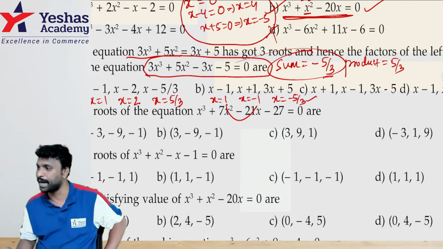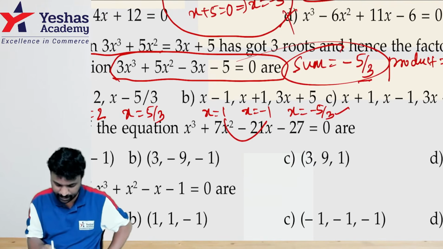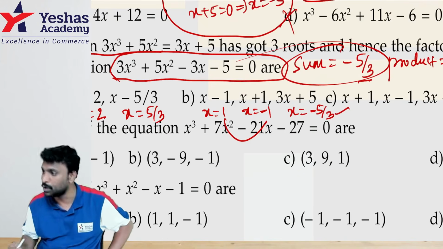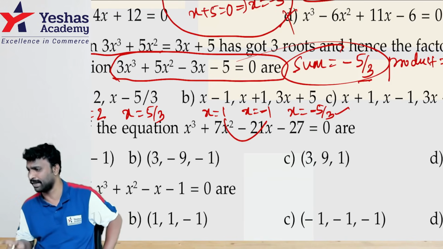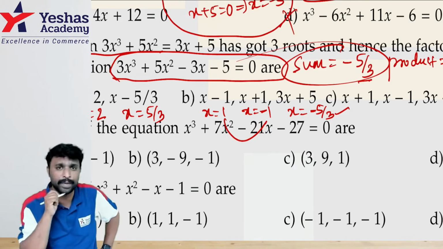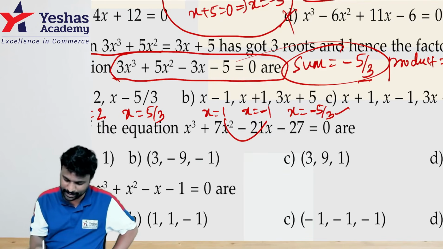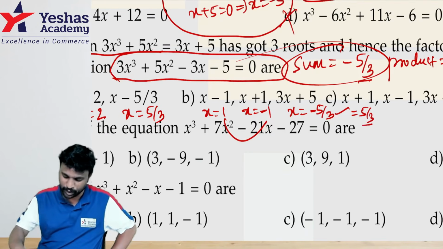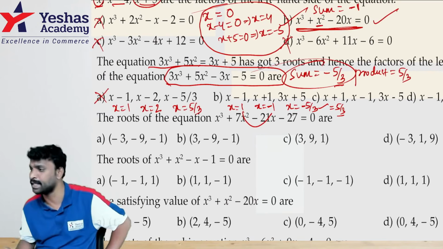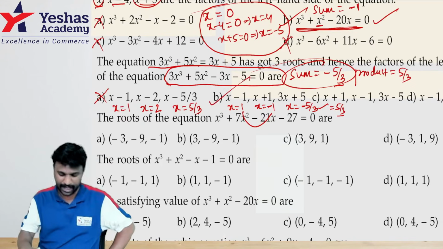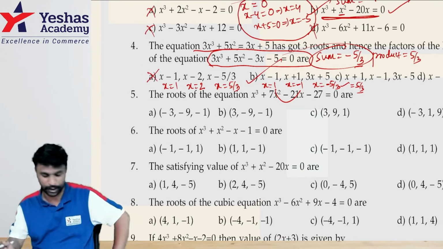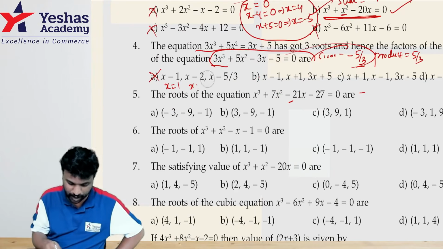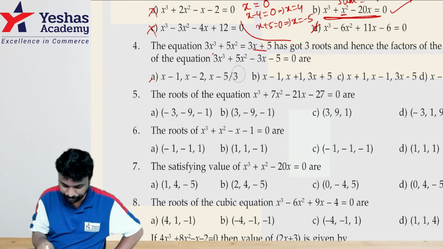And how about the product? Guys, how many negative signs are there? 1 and another one, 2. Two negative signs. When they get multiplied, negative becomes what? Positive. So the result is 5 by 3. So product is 5 by 3, sum is minus 5 by 3. Therefore option B is the right answer. Have you understood? Guys, moving on to the next question, that is question number 5.